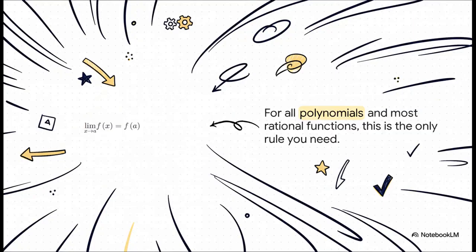And here it is, the direct substitution property. For so many of the functions you see all the time, I'm talking about polynomials, most rational functions, finding the limit as x approaches some number a is as simple as it gets. You literally just plug a into the function. All those laws we just talked about work together behind the scenes to give us this super efficient shortcut.